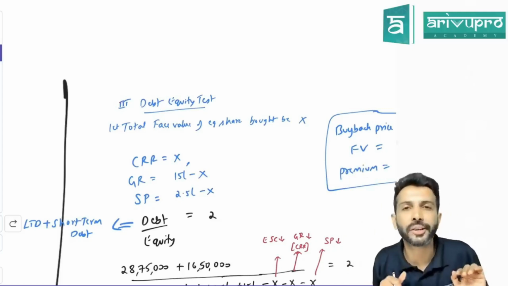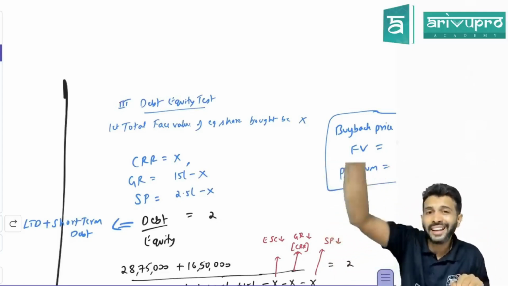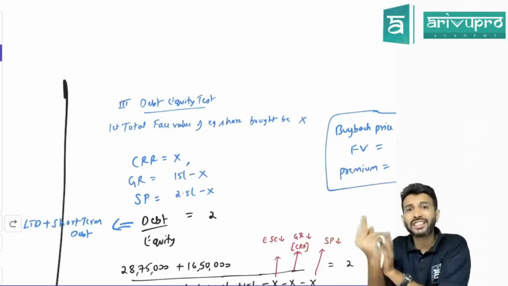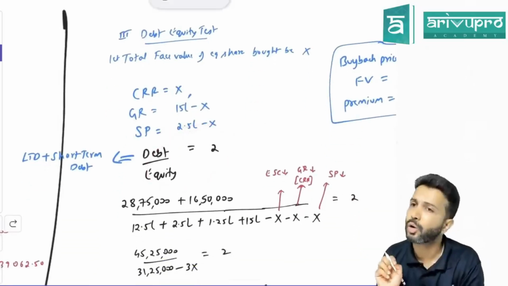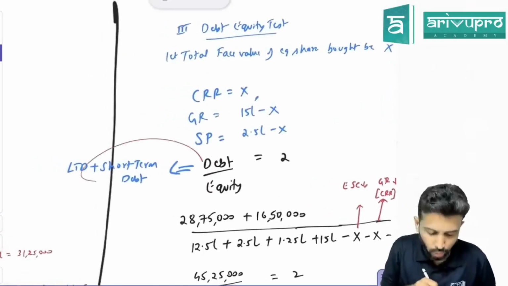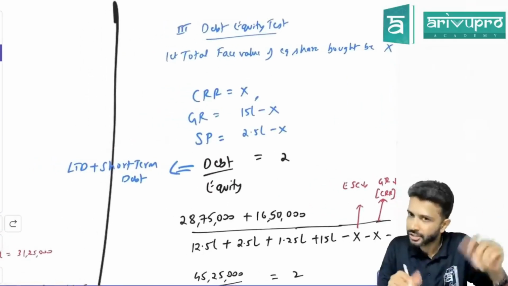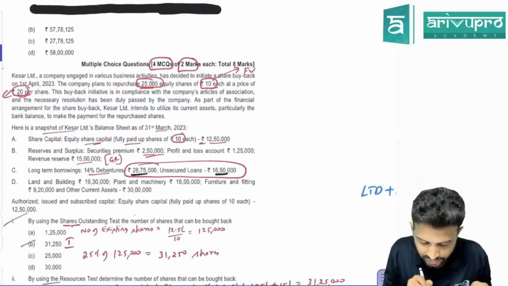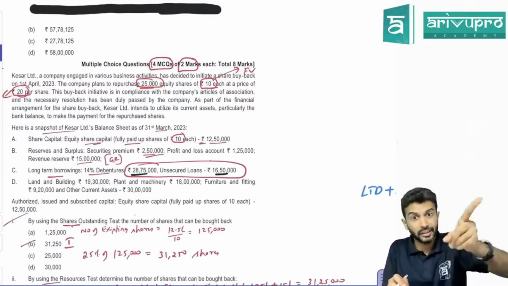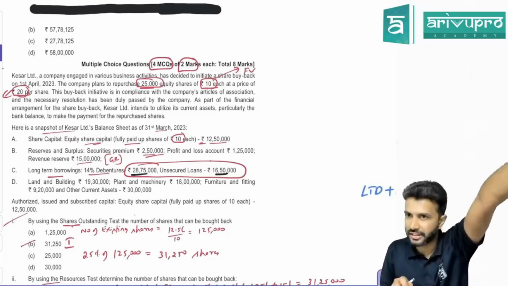What does our equation say? Debt equity ratio should not exceed 2, meaning debt divided by equity can be a maximum of 2. So equate it: debt divided by equity should be equal to 2. Debt for this purpose includes both short-term debt as well as long-term debt. Here both are long-term and short-term is not given. If short-term is given, add that also, as in some of the problems we have seen.